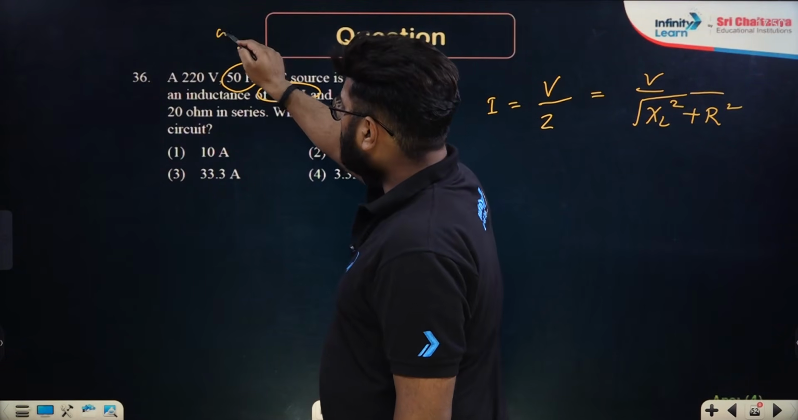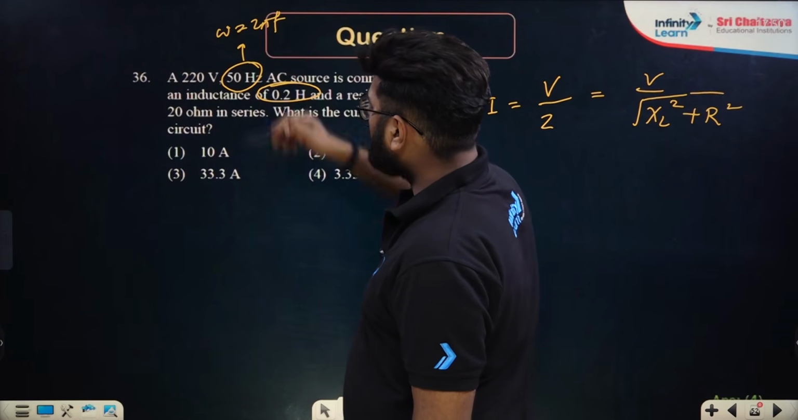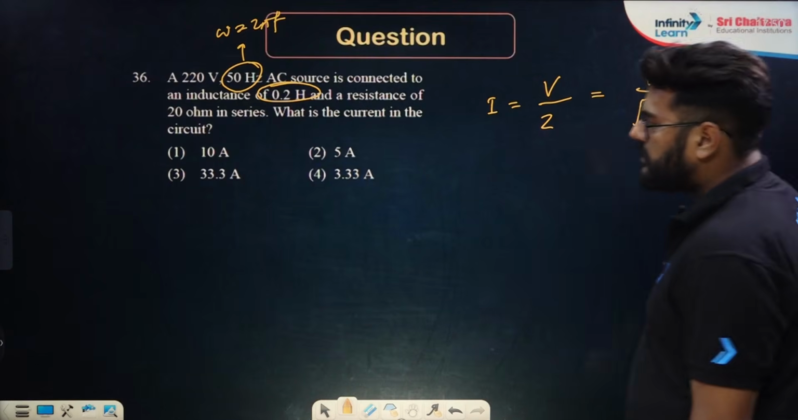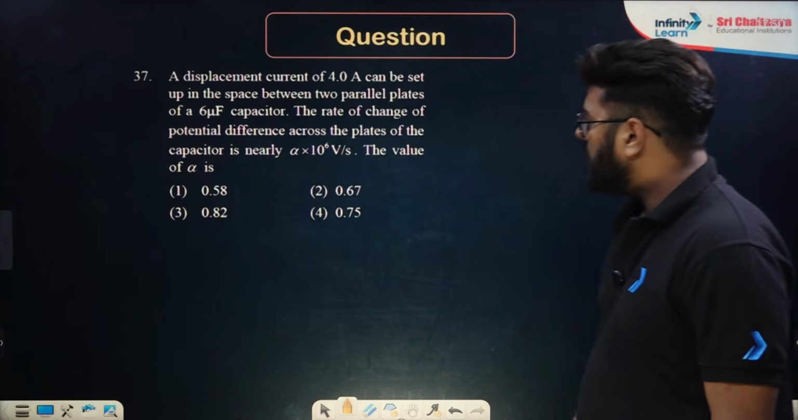Now L value is already given. Frequency is given. You can calculate omega, which will be 2 pi f. So it will be 100 pi. 100 pi into 0.2, you will get the value. Simply use it. The answer is just maths away.